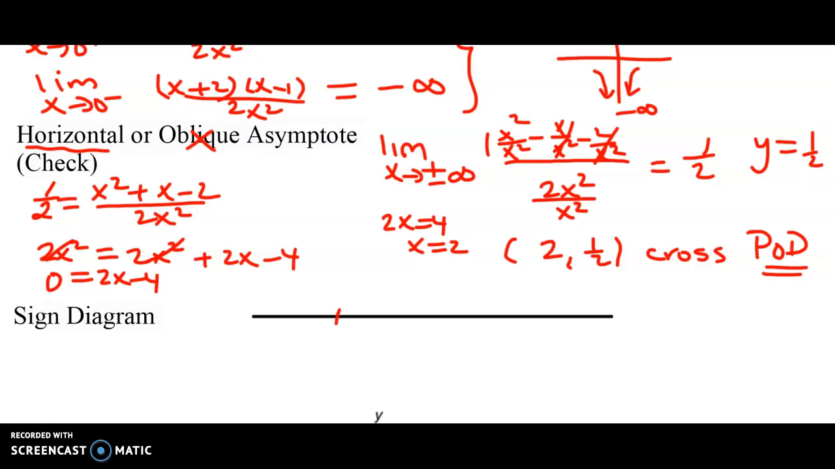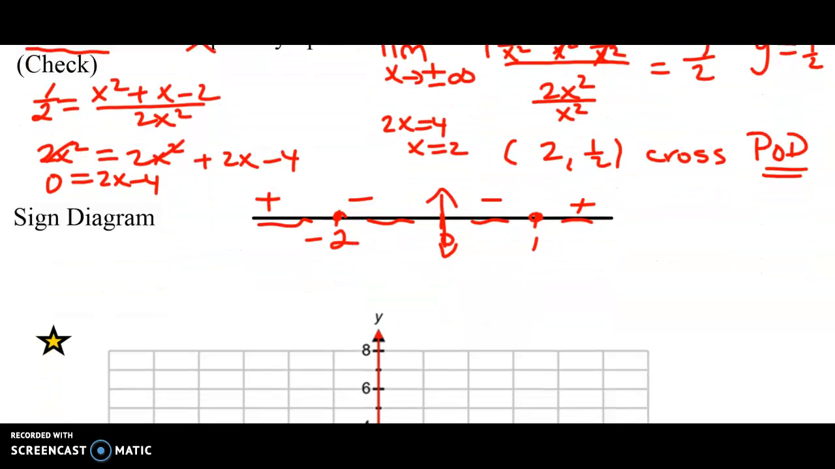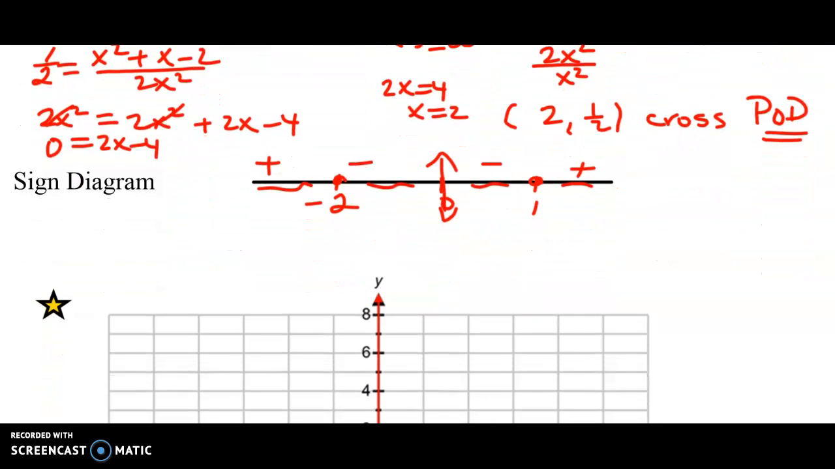Our sign diagram is like our x-axis, so we're going to place our x-intercepts and our vertical asymptote on it. So 0 is where I have my vertical. And I'm going to substitute values in that section and this section and so on and see if y is positive or negative. So I know when you plug the values in, you'll get positive, negative, negative, positive. And you can verify that on your own. I'll just give you one example. If you chose -1, you would get -1 for your y value. So that's how I'm getting a negative.